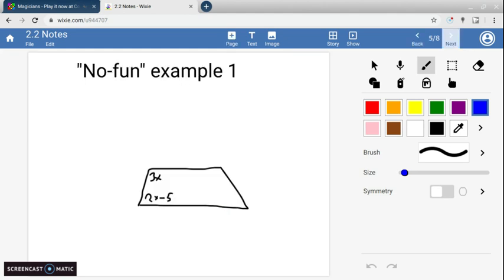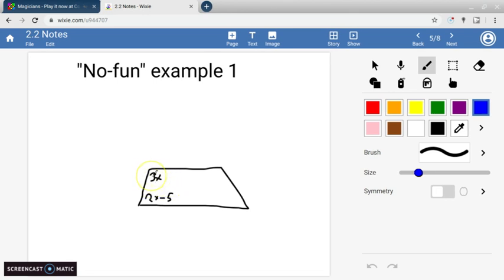Okay, now we have to talk about no fun examples. So you might be asked questions that are no fun, but they will be not no fun after you understand how to answer them. If you get a question like this, you'll think, well, there's not really lines. Well, there is, but you just have to make them yourself. So here's how you do it. You will find the 2 lines that form the vertex that the measurement that you know is at. So the vertex of 3x is right there.